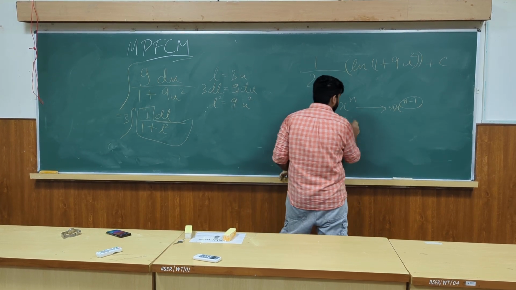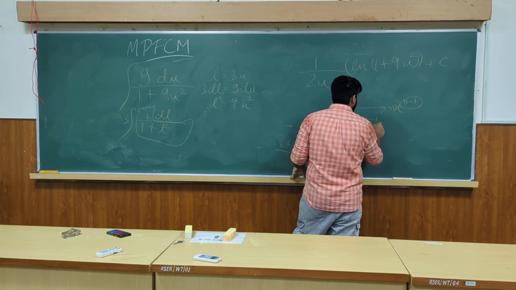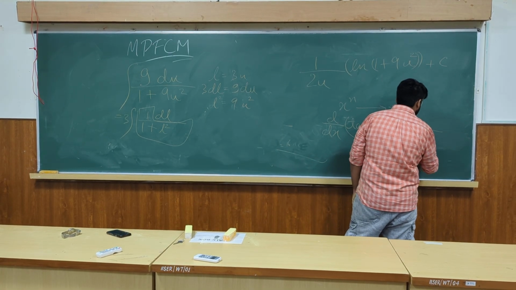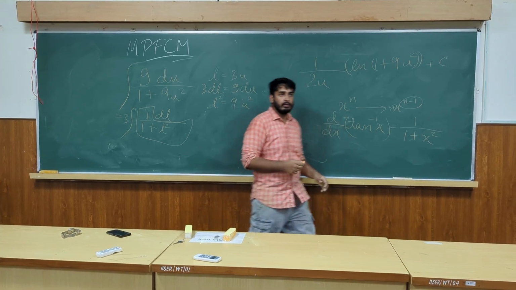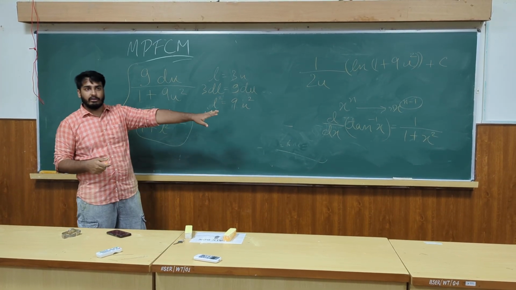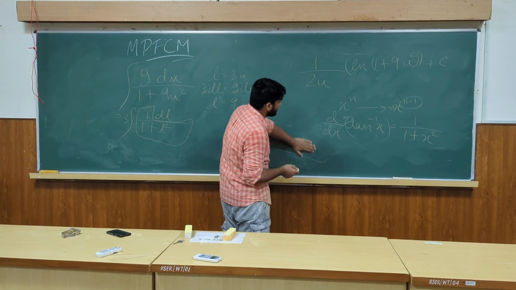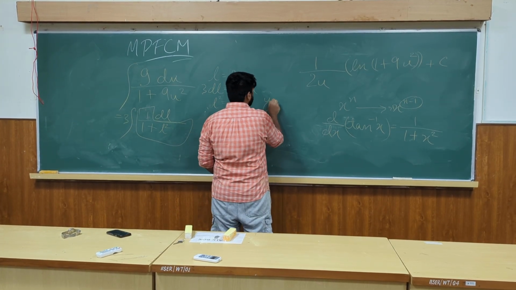d/dx of tan inverse x, if I am not wrong, happens to be 1 over 1 plus x squared. I did not tell you yet how I derived it, but I am telling it to you now. And how does it come about? I'll show it to you quickly.